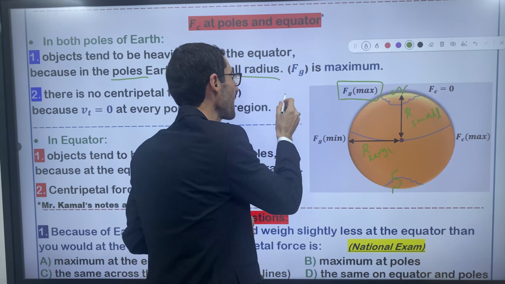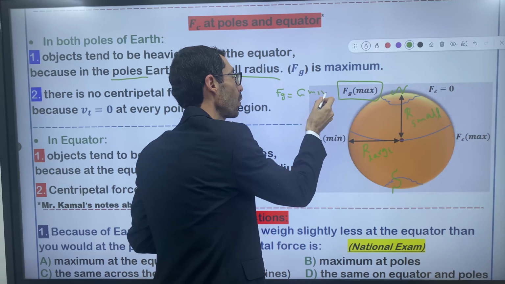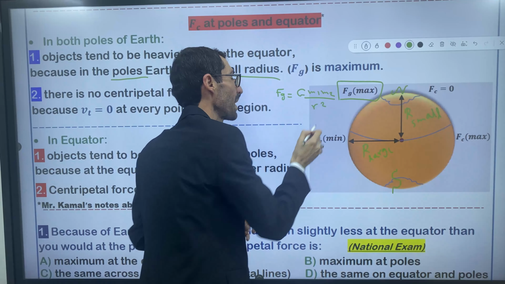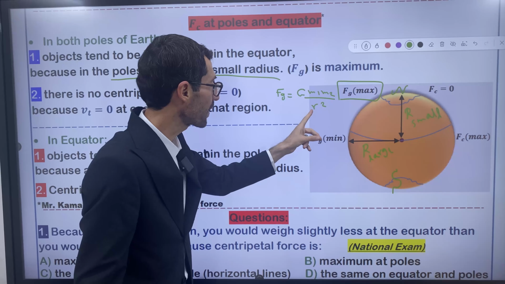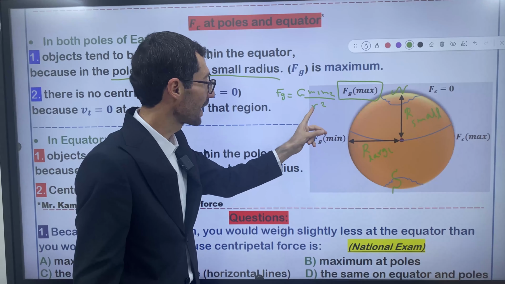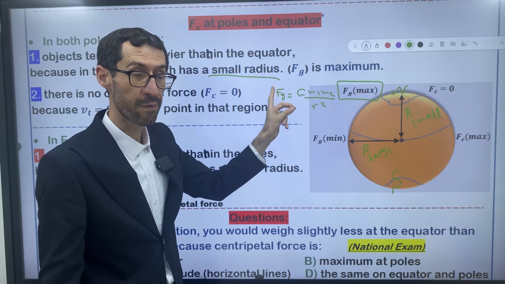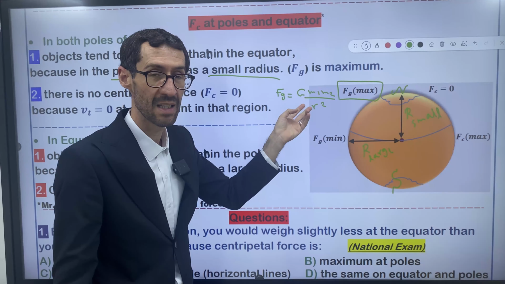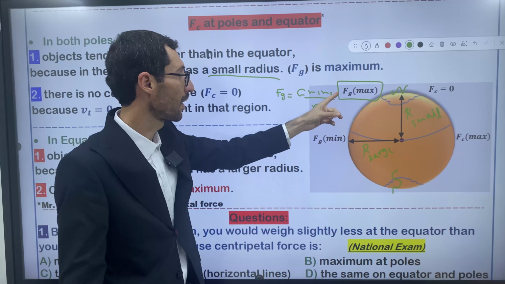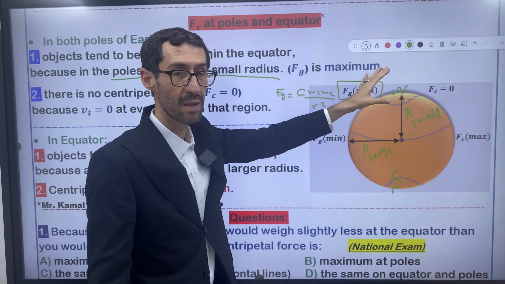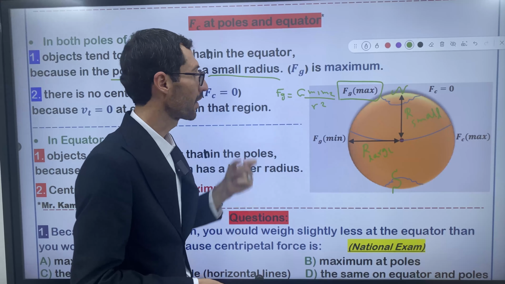Based on which equation? Based on this equation: Fg is equal to G M1 M2 divided by R squared. Based on the universal law of gravitation, Fg is inversely proportional to R squared. That's why the smaller the radius is, the greater the gravitational force is, the greater the weight is. That's why the weight of a person or an object is maximum at the poles, because it's closer to the center, based on this equation, right?